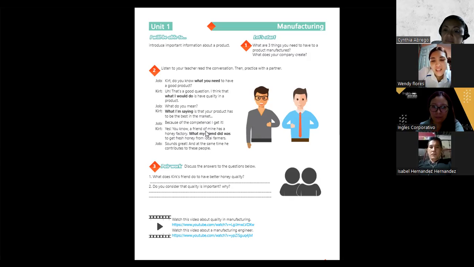My friend has a money factory. What my friend does is to get French honey from local farmers. Money es dinero. Honey. Money. Suena como una J. Honey. Honey from local, ¿verdad? Local farmers. Thank you. Sounds great.